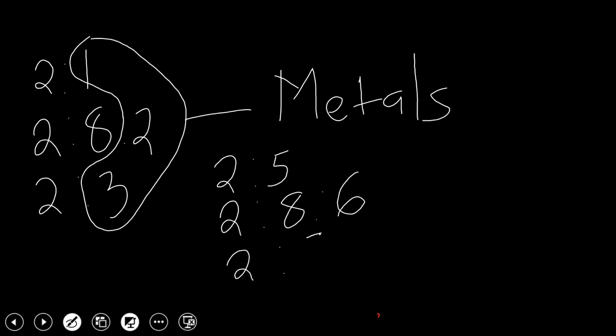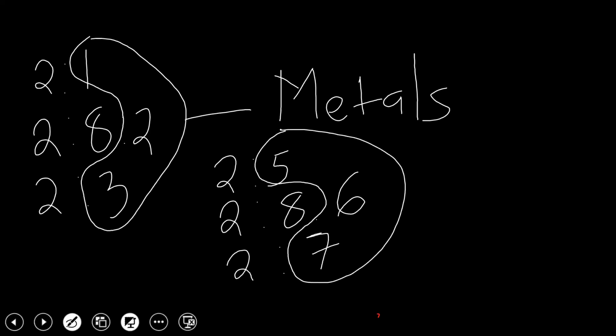Then 2 to 8, maybe to 7. Now these ones ending in 5, 6, and 7, they are called nonmetals. These ones are nonmetals.